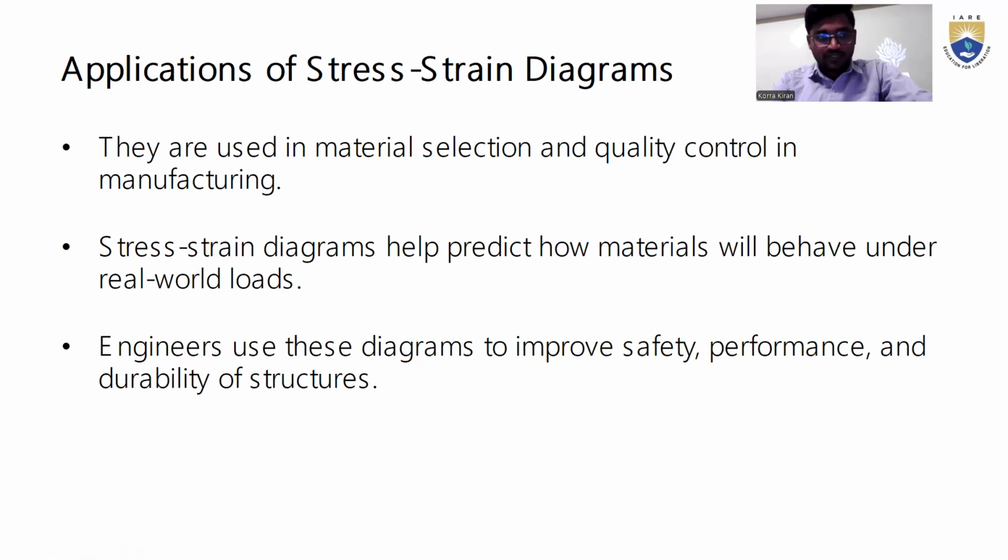And here we can observe the applications of the stress strain diagram. What are the applications? First, they are used in material selection and quality control in manufacturing. The stress strain diagram helps predict how a material will behave under real world load. Through the diagram we can predict the material behavior, its durability, and quality control in the manufactured product.